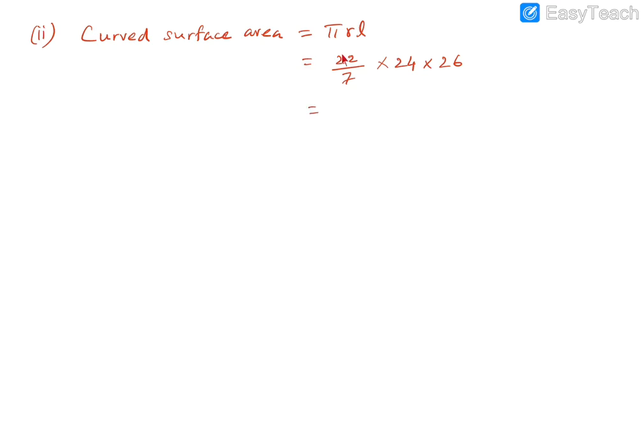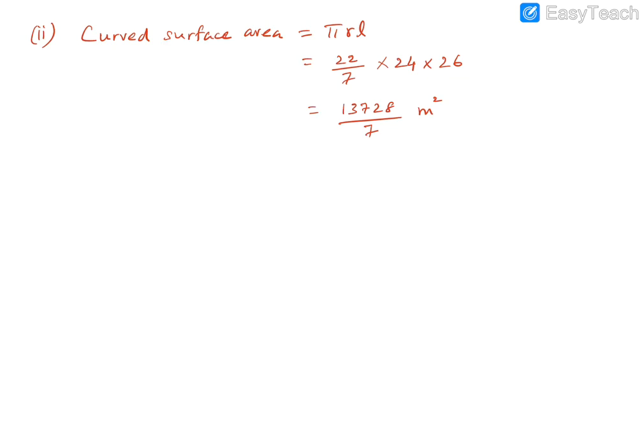So we multiply all the numerators here, 22 into 24 into 26, and that gives us 13728, 13728 divided by 7 meters square. That's our curved surface area. In fact, we could divide this 13728 by 7 and get the answer, but we will leave the 7 as it is for now, because we want to multiply the curved surface area with the cost per meter square.